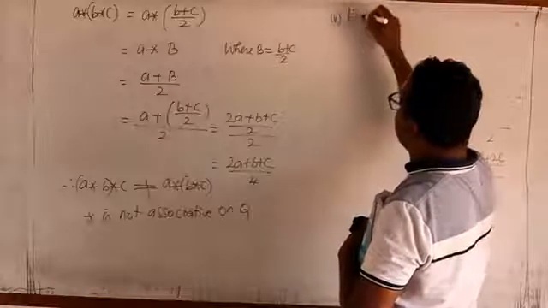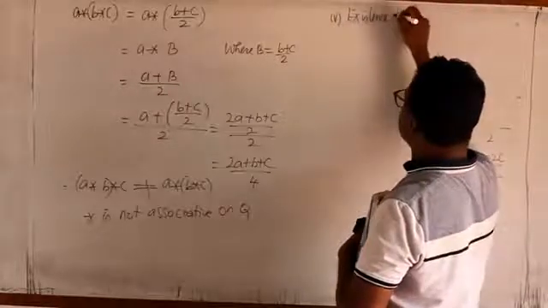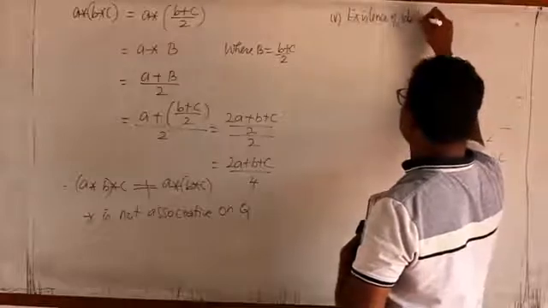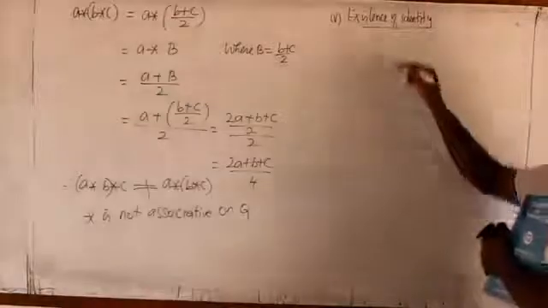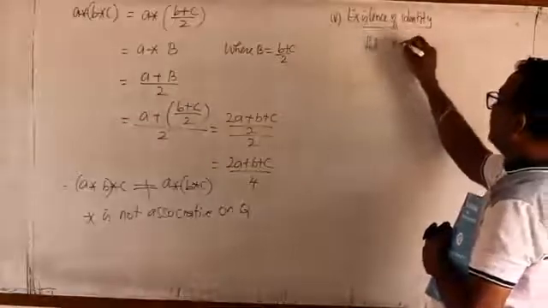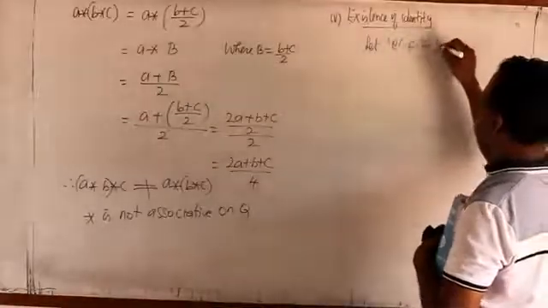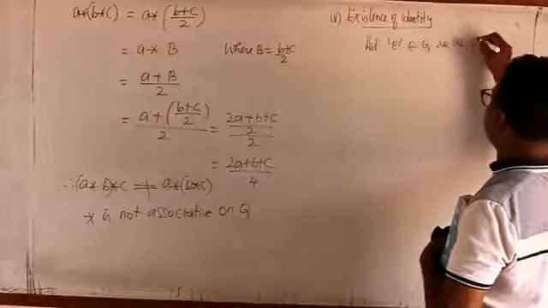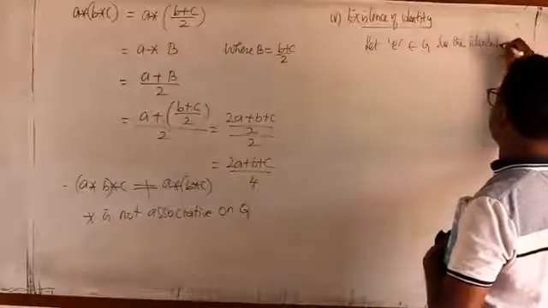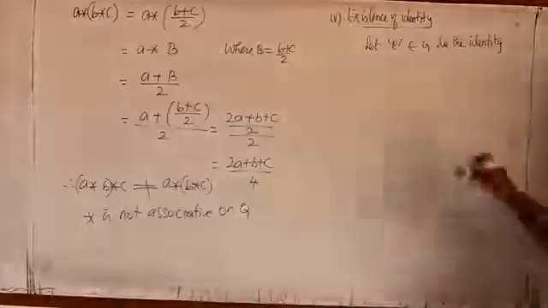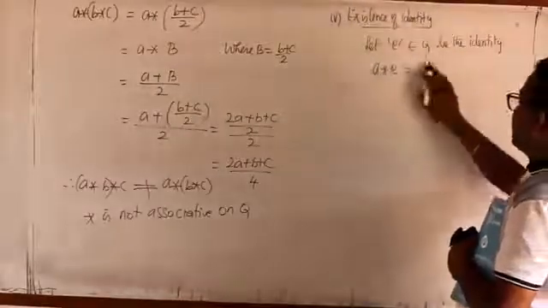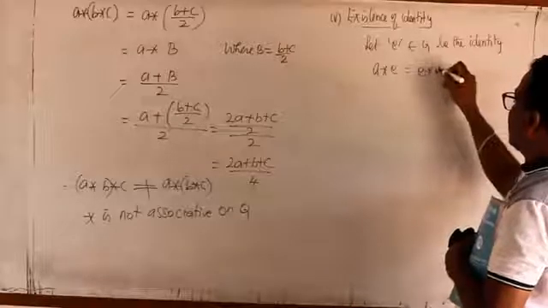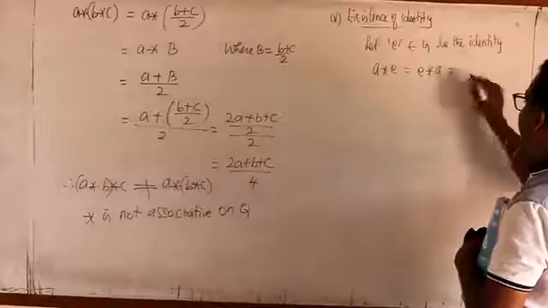The existence of identity. Now, I do not know what the identity is, so let E belong to Q be the identity element. I am taking an element as identity. Now, A star E is A, or E star A equal to A. It must be. This is the definition of identity.